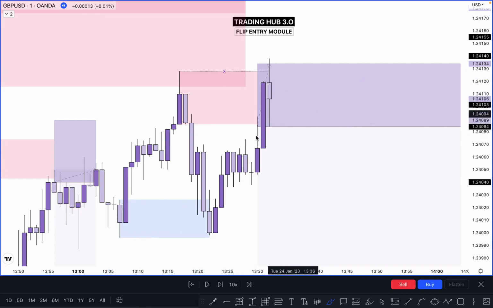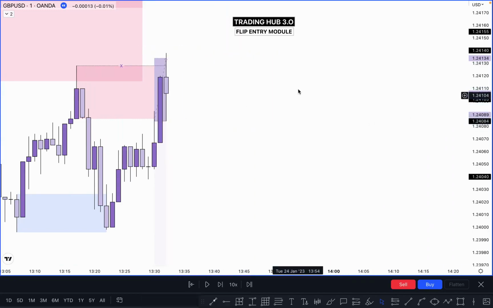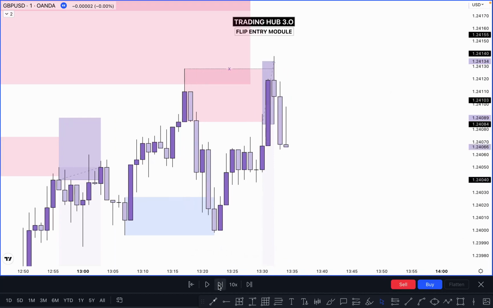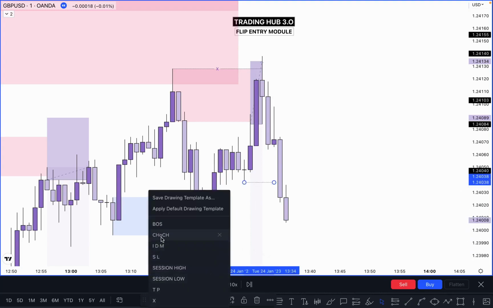Okay, so let's see what happened next after this one. And this one is not a valid entry model here as per our entry plan. Correct? So let's see what happened next. Okay, so finally the market broke this low, which one is here. Okay, so this one is our valid pullback, and this one is our valid change of character, right?